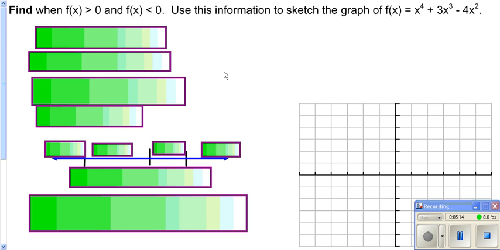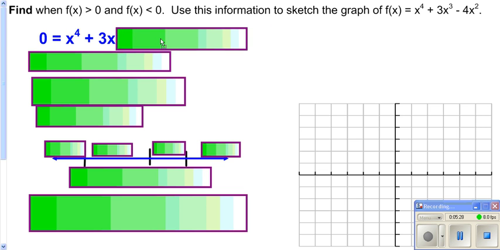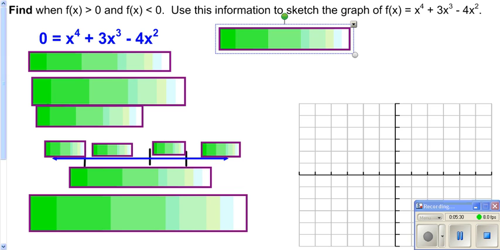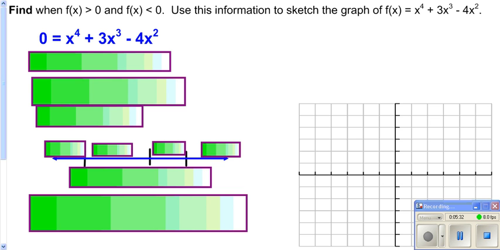So, we want to go ahead now and sketch this function. We want to find when our function is positive, when our function is negative. We've done some of that back in chapter 2. So all we have to do is basically set our function equal to 0, and we want to solve it. We're going to solve it, and then we'll put it on a number line.